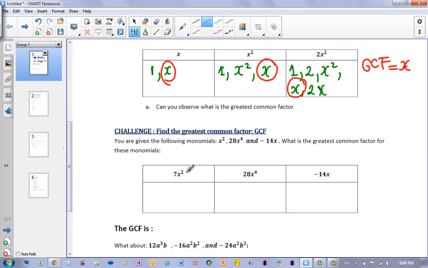Let's find the greatest common factor for 7x squared, 28x to the power of 4, and negative 14x. Whenever we find the greatest common factor for monomials, or for combinations of numbers and variables, we want to look at two things. First, find the greatest number factor. What is the greatest number factor for all of them? I'm hoping you can see it is 7. Second, find the variable with the lowest exponent. The lowest is x to exponent 1. So the greatest common factor is 7x.